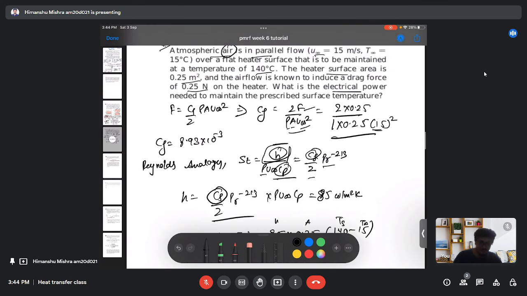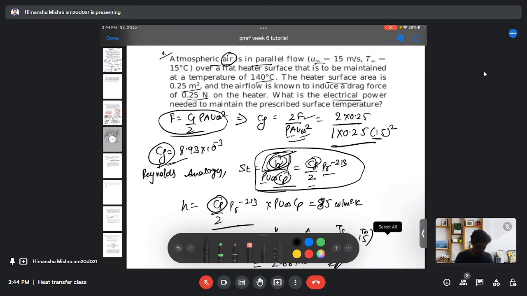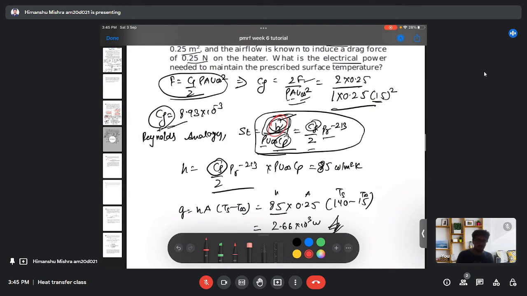So in this question, we have been given the drag force. We first calculate the drag force coefficient using the simple drag force relation. And once we get the drag force coefficient, we can use the Reynolds analogy to find the heat transfer coefficient. And once we get the heat transfer coefficient, it is always easy to find the heat rate.